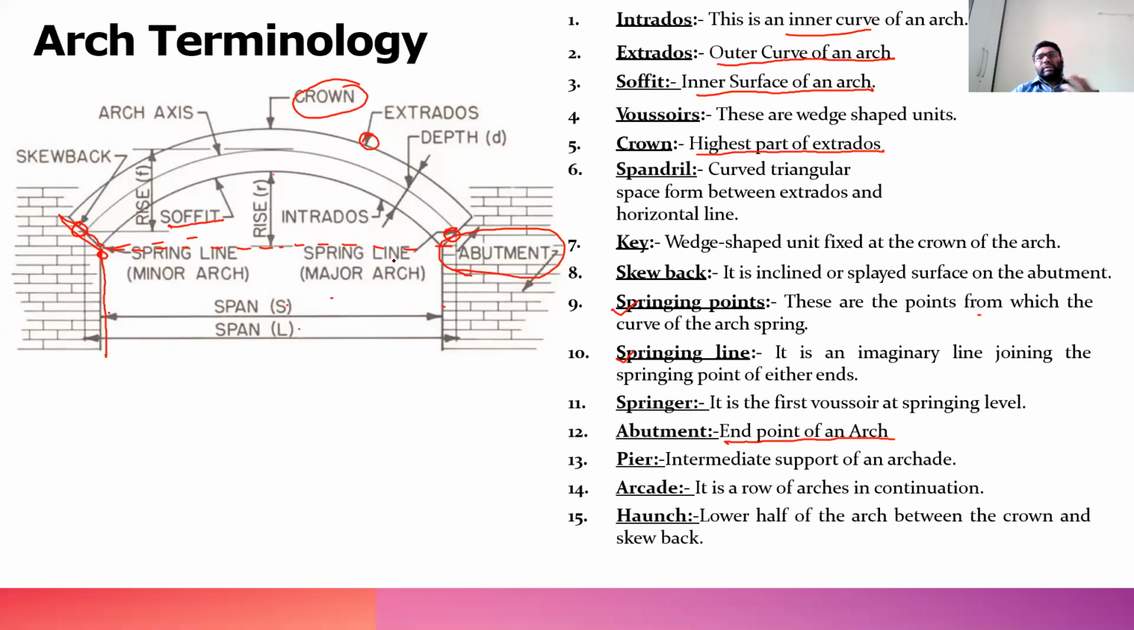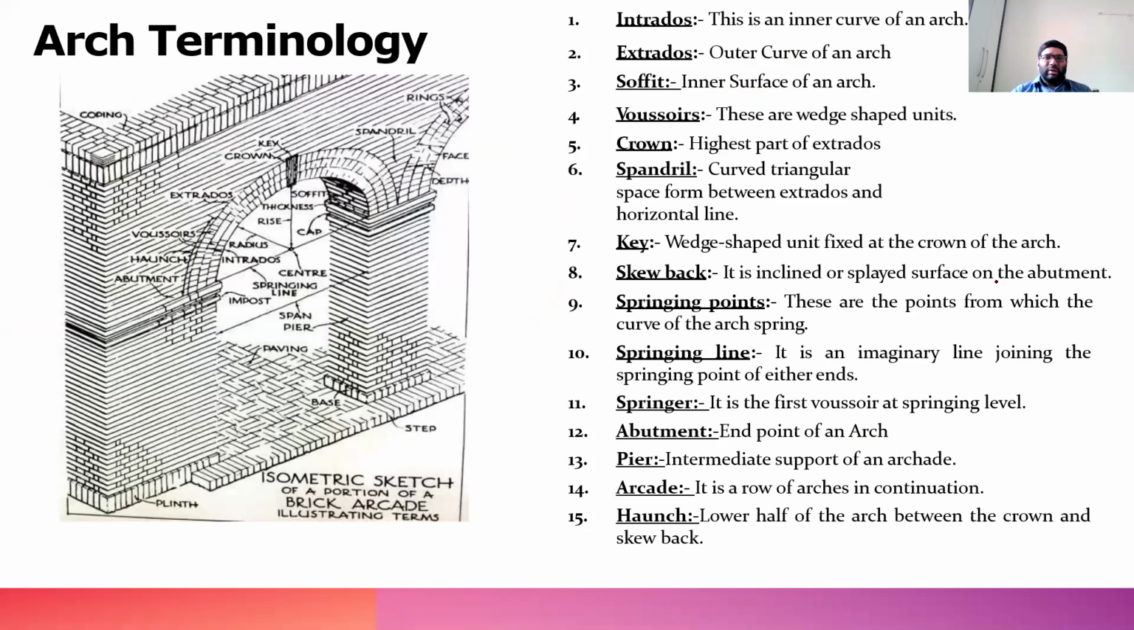And the other portions that we are trying to consider here, see here, in a realistic arch, I've just sketched it. I've brought it from one source, an isometric sketch of a portion of a brick arcade illustrating the terms. You can see carefully a term called key. A key is the topmost portion here. It's a wedge-shaped unit fixed at the crown of the arch. You can see here, this is the crown and it is fixed. So that is how we use it.